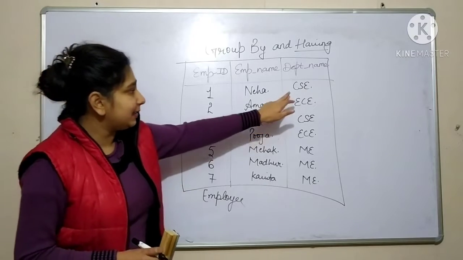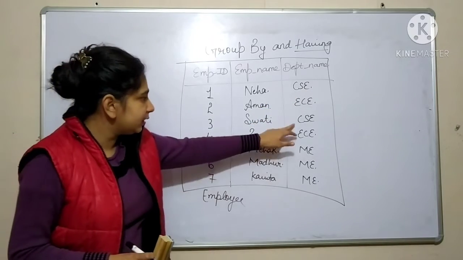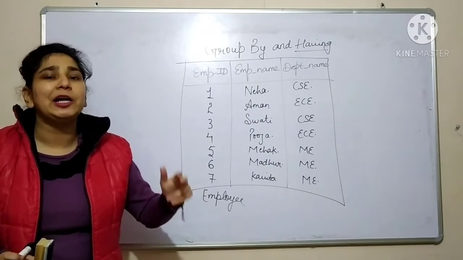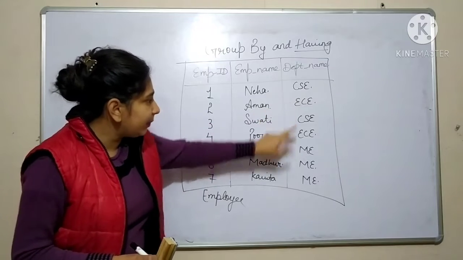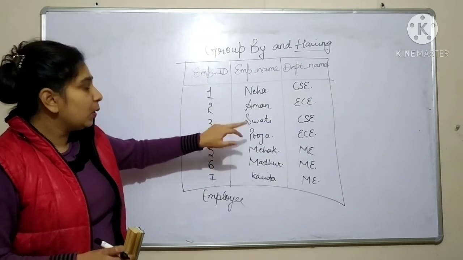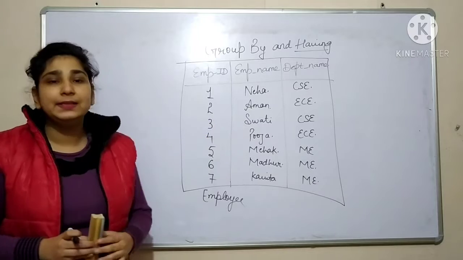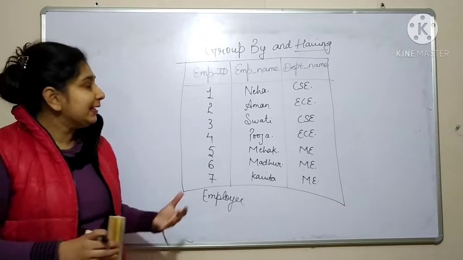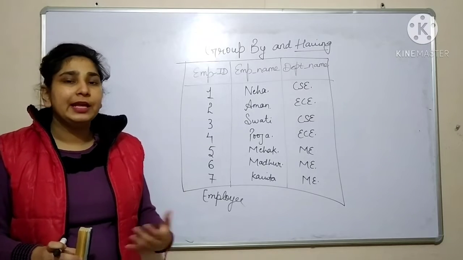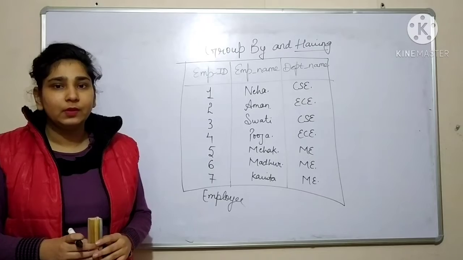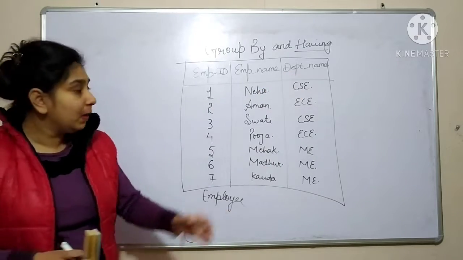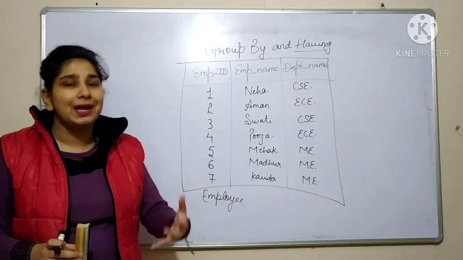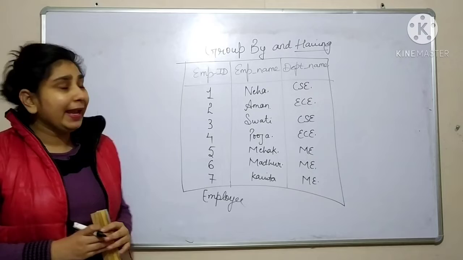If you look at the CSE department, two employees are working in the CSE department. In the ECE department, we have two employees working. So one department can have many employees. In the department name, we have many duplicated values present.